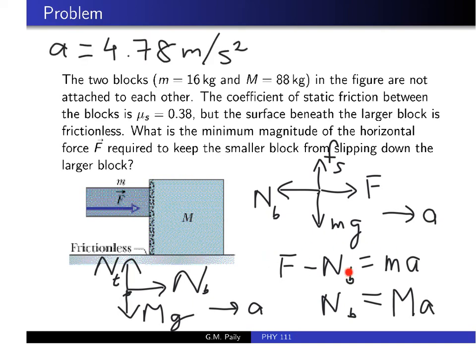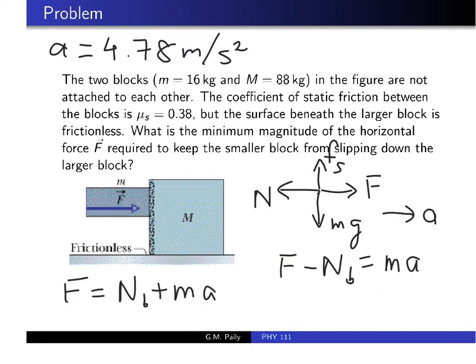Rearranging, we have F is equal to NB plus little m times A. NB is 421 newtons, little m is 16 kilograms, and little a is 4.78 meters per second squared. Plugging in the numbers, we get that F is equal to 497.6 newtons.